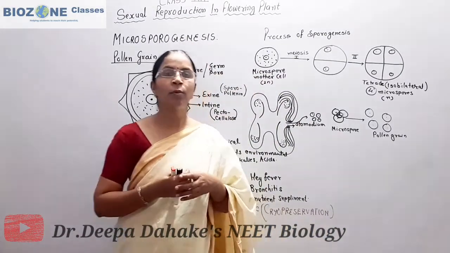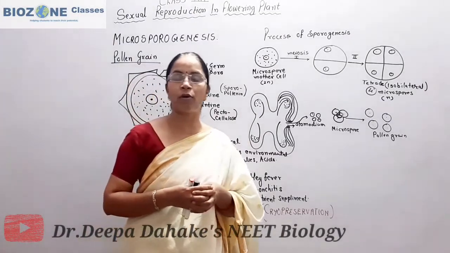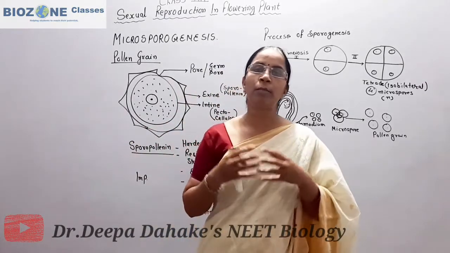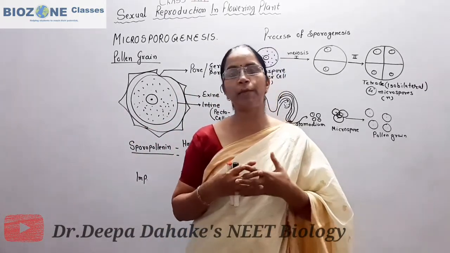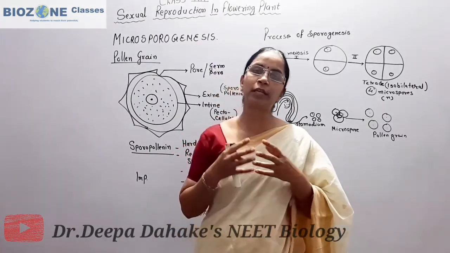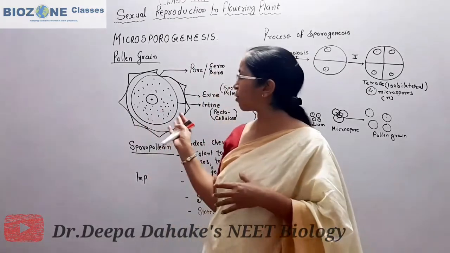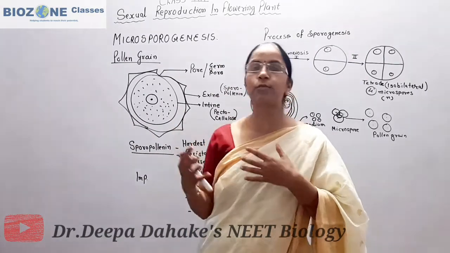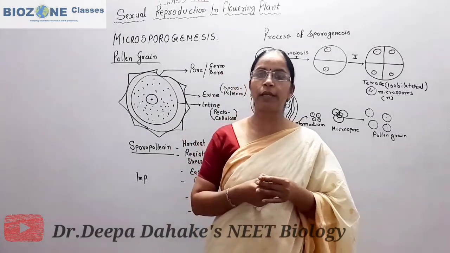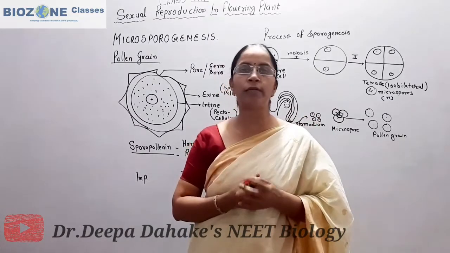In the next session we will discuss the development of male gametophyte, because that is one of the most important topics for the board exams: how the male gametophyte development takes place, what are the 2 cell stages and 3 cell stages in pollen grain, how the pollen grain, this is a normal structure of pollen grain when it releases from the microsporangium. What do we understand by matured pollen grain? How many cells are present in matured pollen grain? That we will all study in our next session.